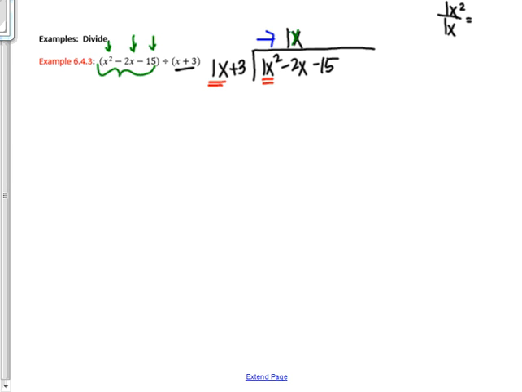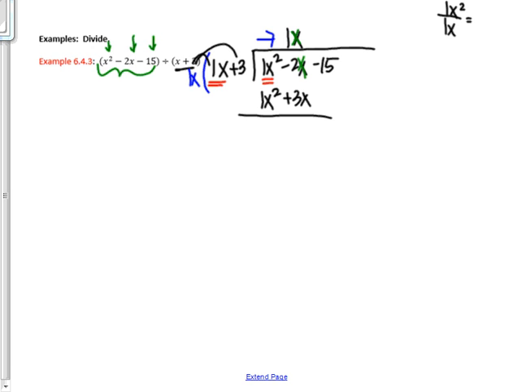And these have to line up. If there's an x underneath, it's going to be an x on top. And then what you're going to do is take that 1x and distribute it through that binomial. You're going to say, all right, what's 1x times 1x? That would be 1x squared. And what's 1x times 3? That would be 3x.